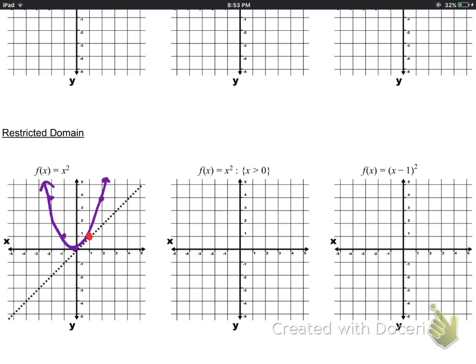Alright, for this last one, we're going to talk about restricting the domain. Alright, I went ahead and graphed x squared there. I want to flip that over the y equals x axis. And can you guys see what that would look like? I just plotted the points I wanted to flip, which was easy for me, and connected the dots.